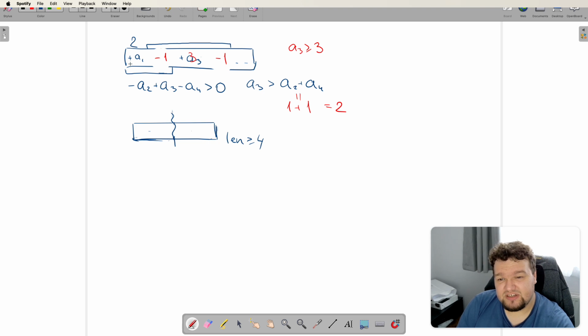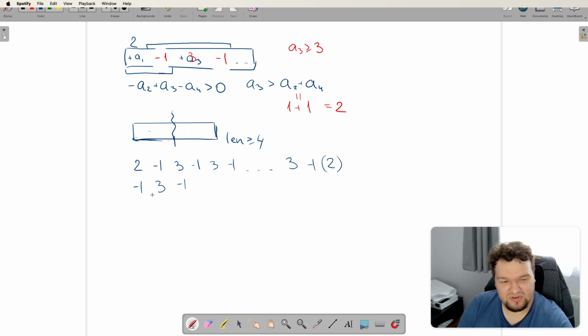So if we start with a positive number, then our array will be like 2, minus 1, then 3, minus 1, 3, minus 1, and so on. Maybe it just ends on -1, or maybe there is a 2 in the end. But if we start with a negative element, we will have -1 at the start and then 3 right away.